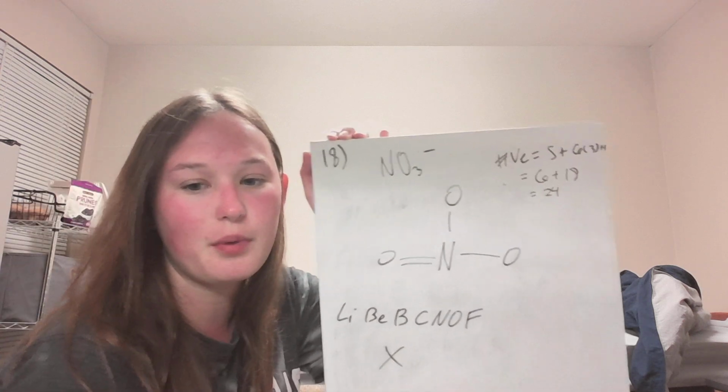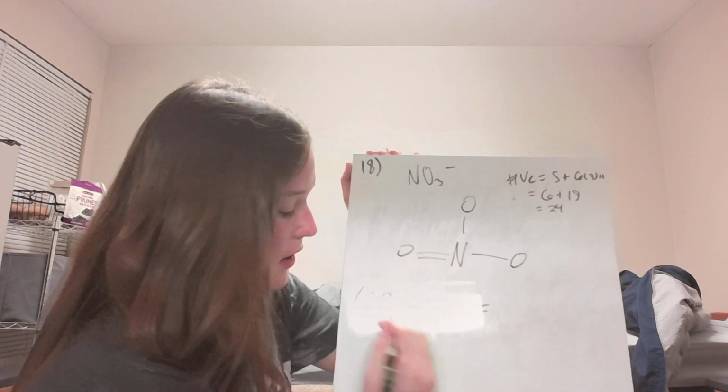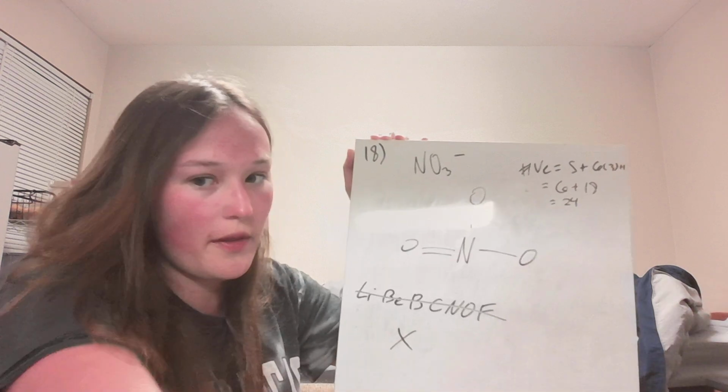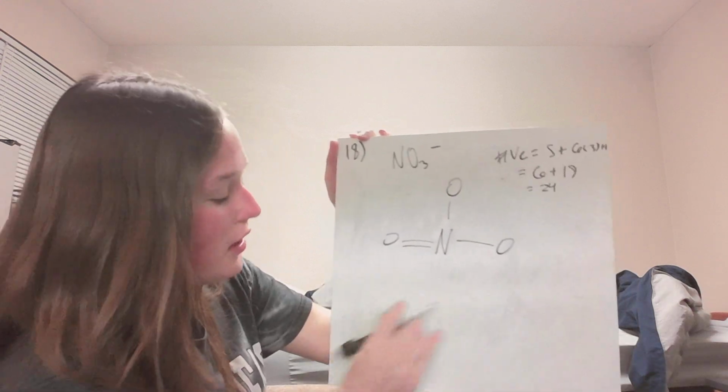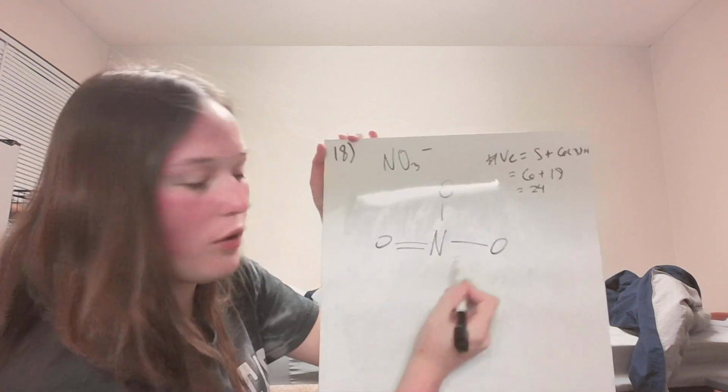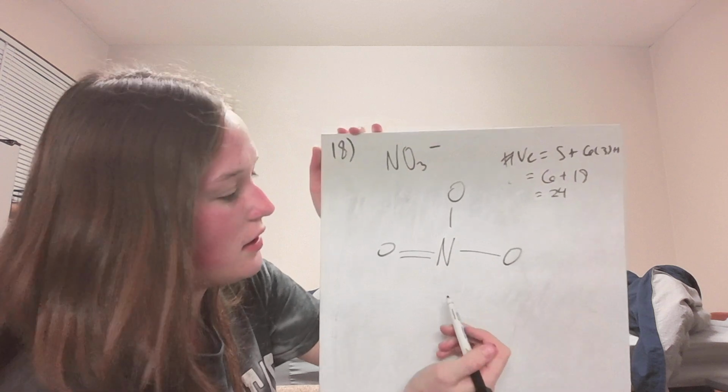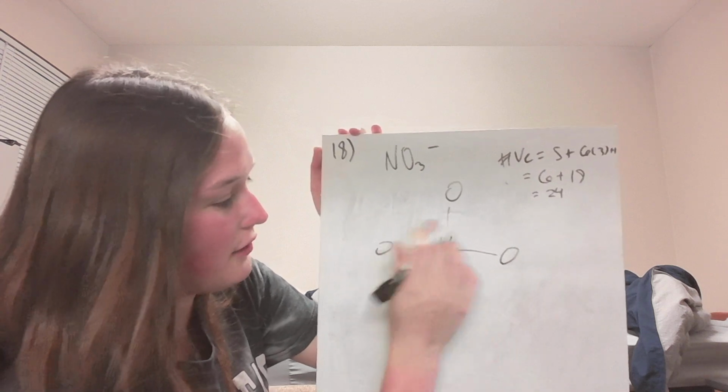They don't have the proper d orbitals to break the octet rule. So if it's these, they must obey the octet rule. So this nitrogen can only have 4 bonds on it. So now let's add, because after that is more than 8.